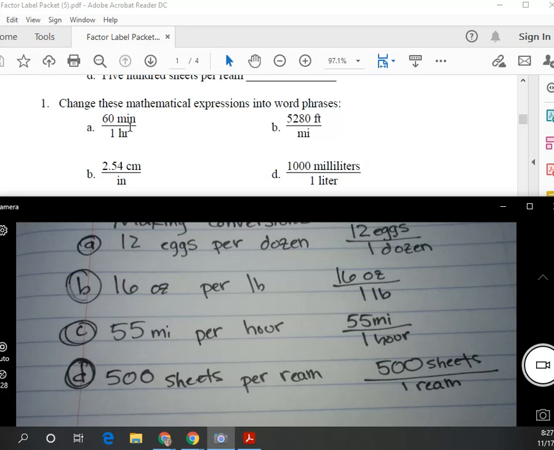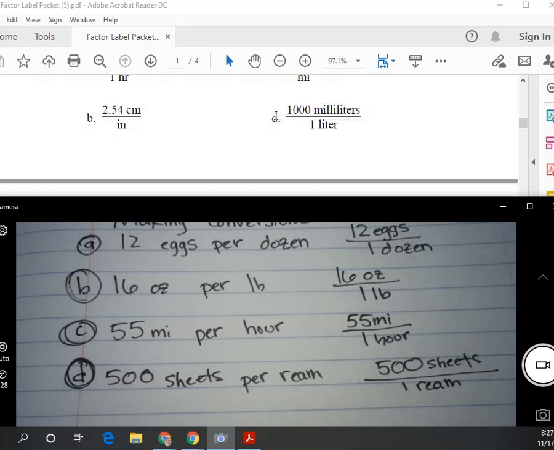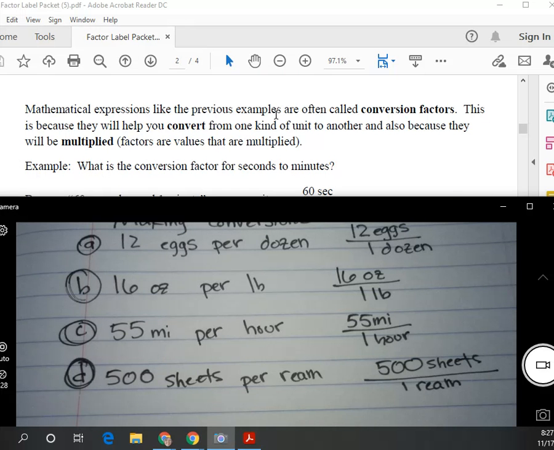There are 60 minutes in 1 hour, right? 5,280 feet per mile. What does that mean? That's how many feet are in a mile. So if I gave you a number of feet and said how many miles is this, you could use this conversion to figure that out. So we'll skip on to the next part.